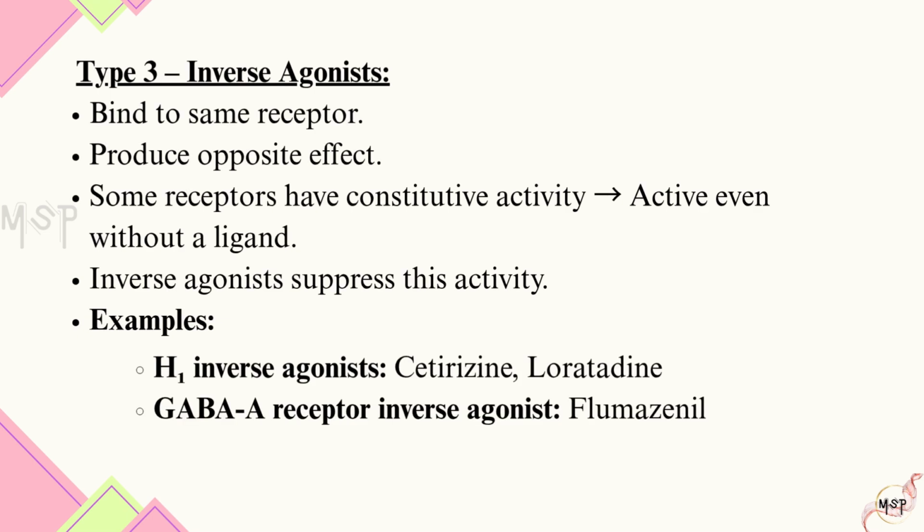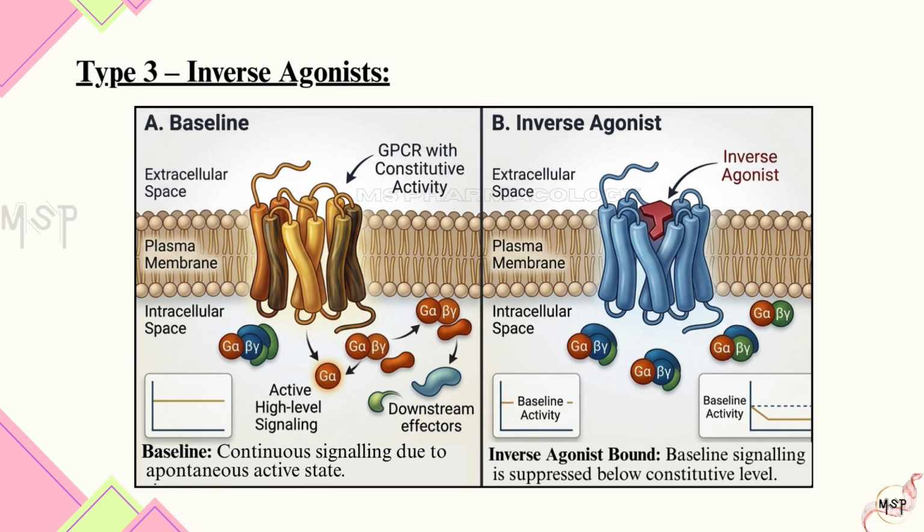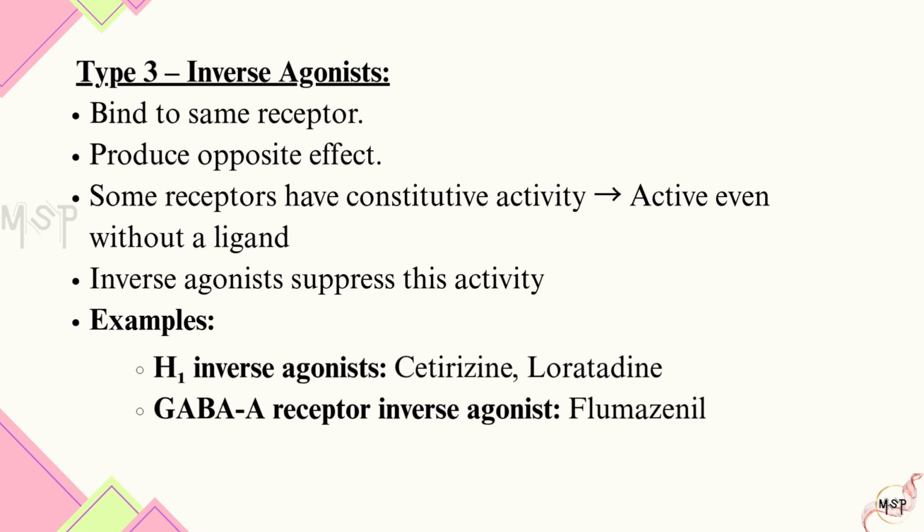Type 3. Inverse agonists. This one surprises many students. An inverse agonist binds to the same receptor as a regular agonist, but produces the opposite effect. How? Some receptors are naturally active even in the absence of a ligand. This is called constitutive activity. An inverse agonist suppresses this baseline activity. Examples: many antihistamines, such as cetirizine and loratadine, are inverse agonists at H1 receptors. And flumazenil reverses benzodiazepine sedation at GABA-A receptors.